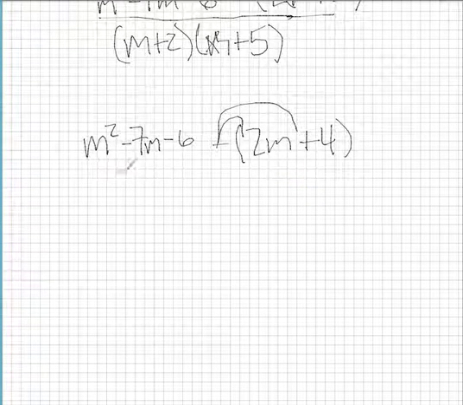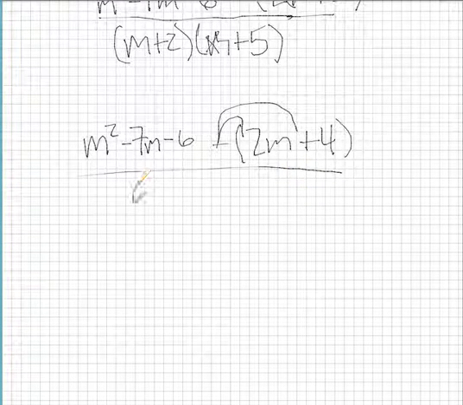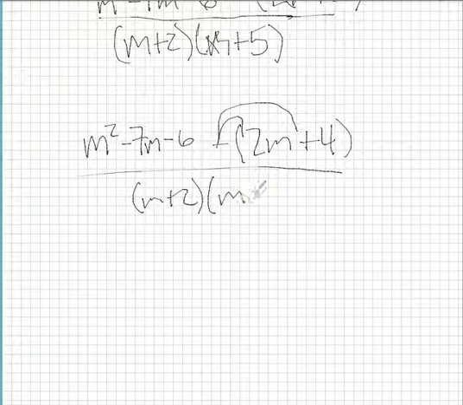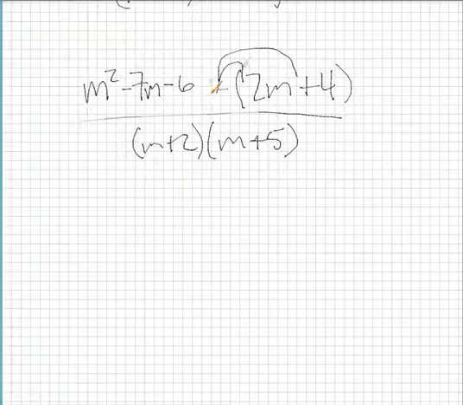So what we get on the top, the bottom is still the same, m plus 2, m plus 5. And then we're just going to subtract, so it's going to be m squared minus 9m plus, or I'm sorry, we're subtracting that, so it's minus 10.